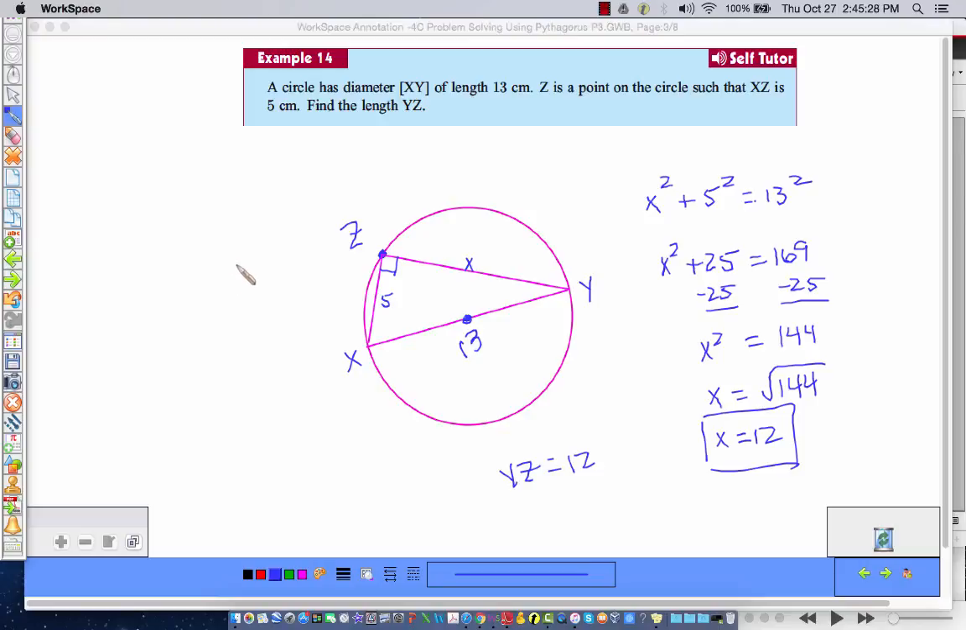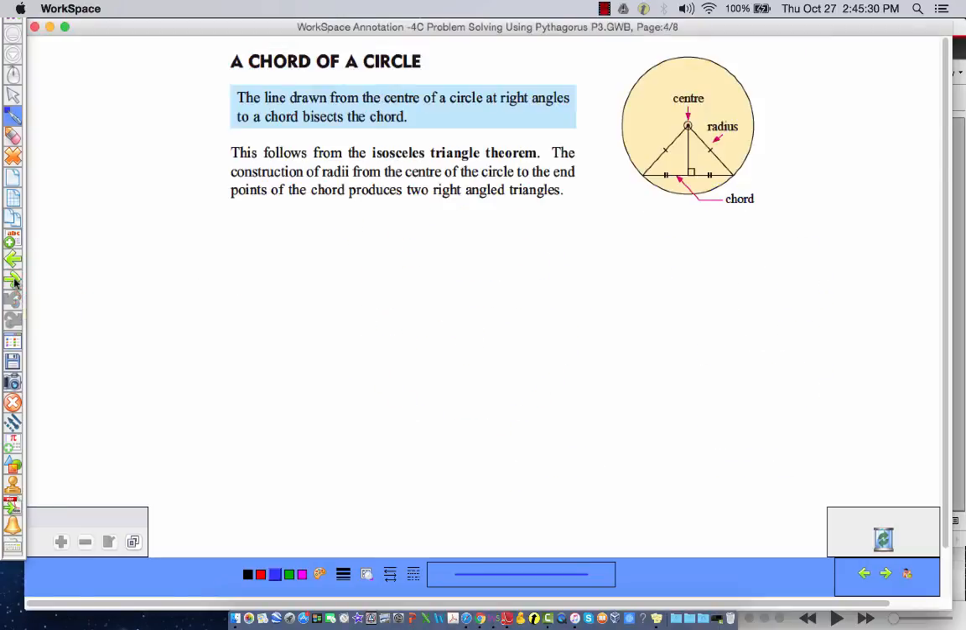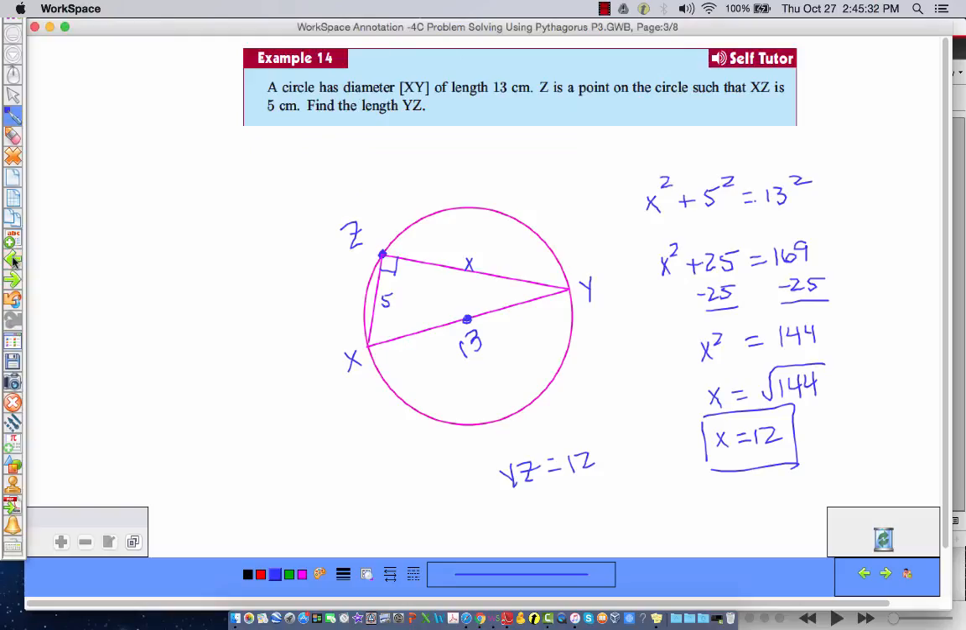Let's see if there's anything else that I want to do here. We'll save that till next time. We'll make that a part 2.